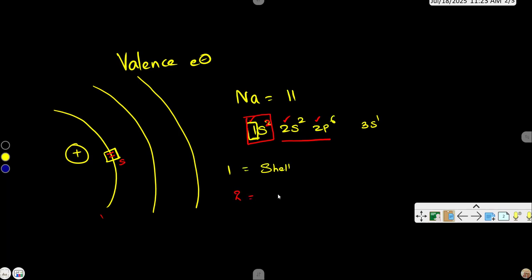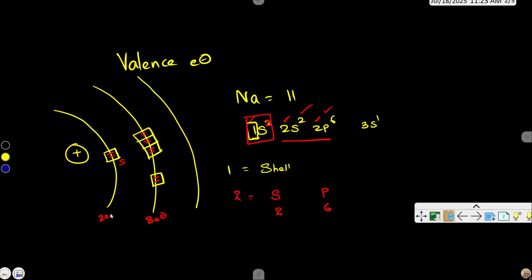Here also it is 2, here also 2. That means the second orbit has got 2 subshells, s and p. In the s subshell, 2 electrons are there. In the p subshell, 6 electrons are there. So these 2 electrons will be present here and the 6 electrons will be present here: 1, 2, 3, 4, 5, 6. So overall, how many electrons are present inside the second orbit? That is a total of 8 electrons.